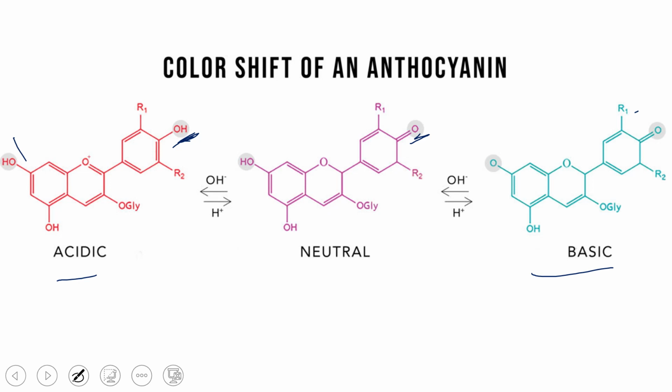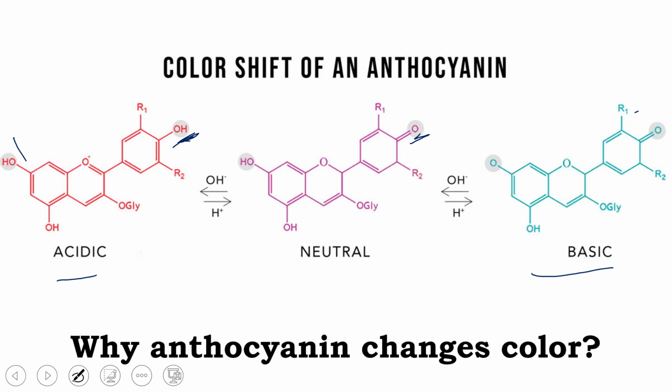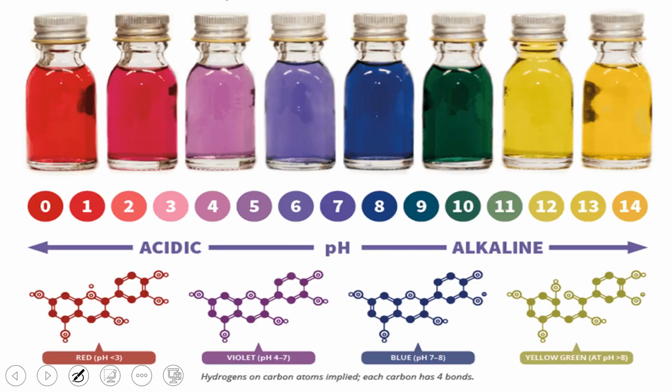Similarly with leaves, when leaves are young, they are green, and at the time of senescence, they will normally be yellow or red. These are because of the changes in the different anthocyanins only. So why does anthocyanin change color? That is because of protonation and deprotonation.